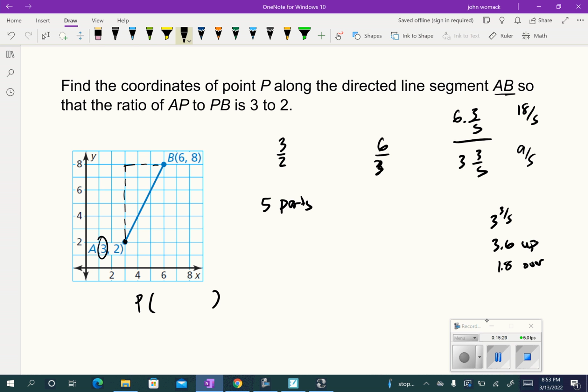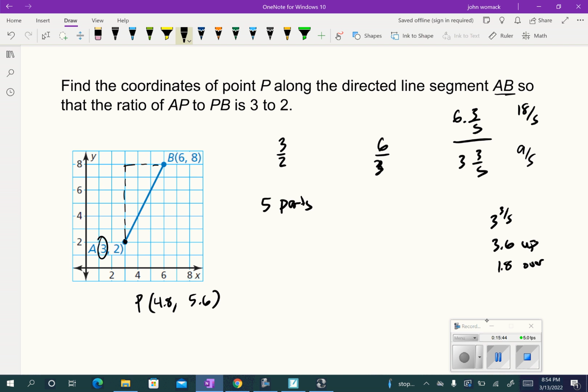Well, my x-coordinate is 3, and I have to go over 1.8. That's going to put me at 4.8. My y-coordinate is 2, and I have to go up 3.6. So I add those together, and I get 5.6. Let's see if that looks like it fits. It forms a ratio of 3 to 2.